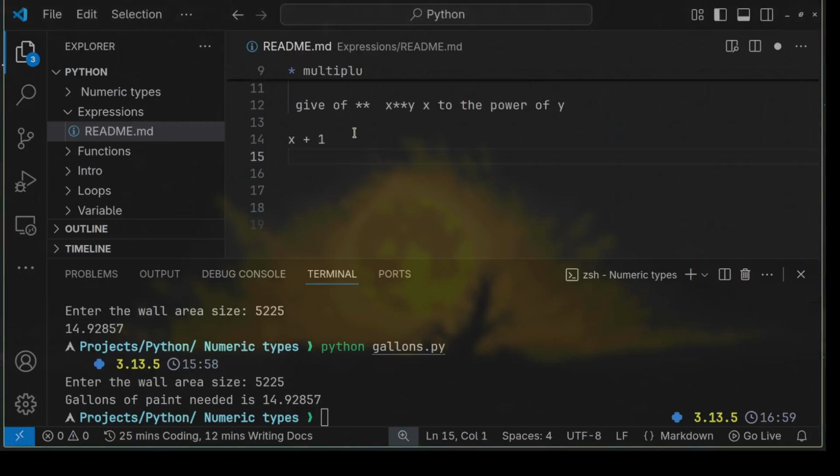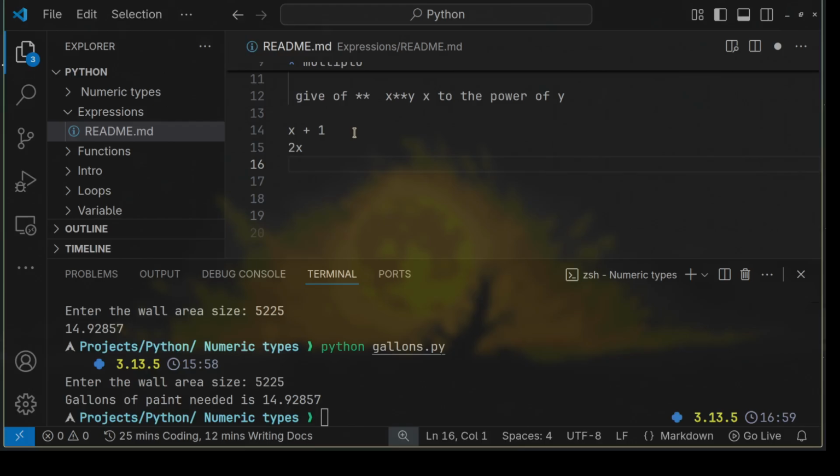Another question is, does 2x qualify to be an expression? The answer is no, because we just have 2 and an x. x is not a multiply. Maybe it has to be a star to multiply. But we just have 2x, which makes this a variable name. This is not valid.